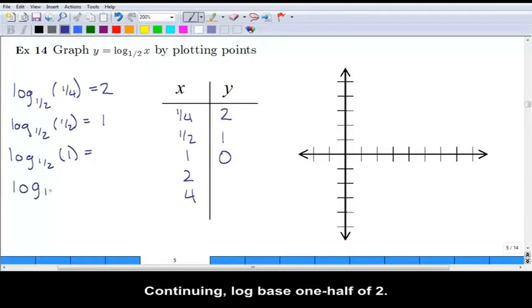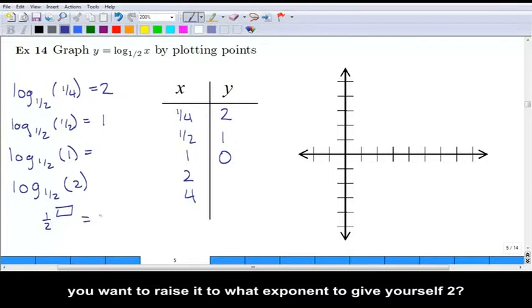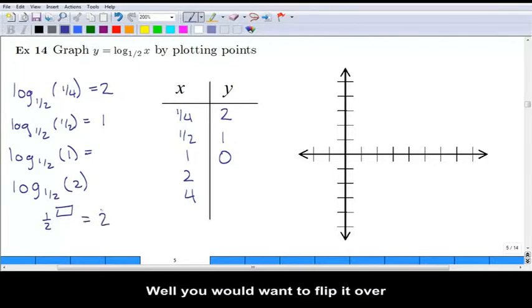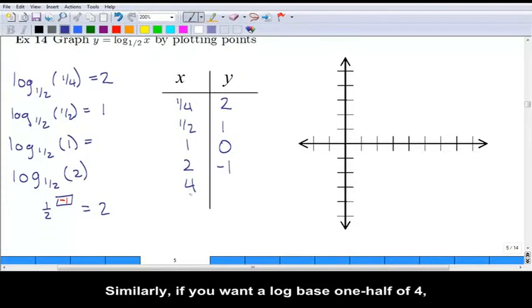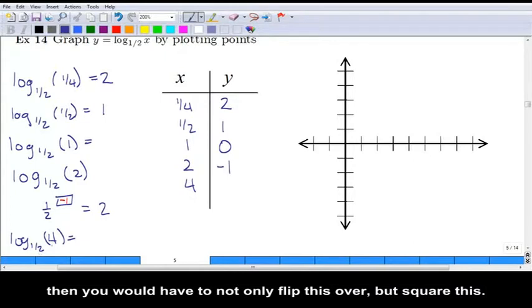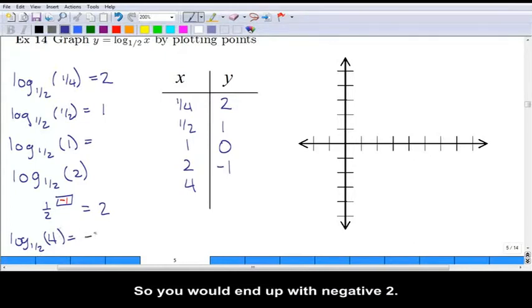Continuing, log base 1/2 of 2. This one's a little bit trickier. Again, think of if you've got 1/2, you want to raise it to what exponent to give yourself 2? Well, you would want to flip it over, so you would want to raise it to the -1 power. Similarly, if you wanted log base 1/2 of 4, then you would have to not only flip this over, but square this, so you would end up with -2.